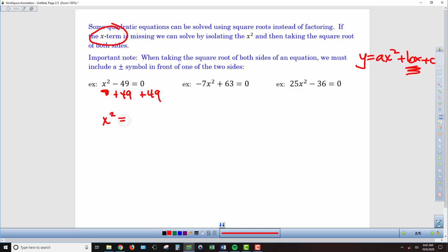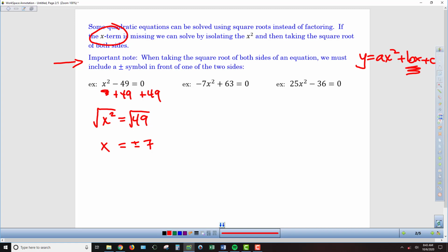So I've got x squared equals 49. Now I'm going to take the square root of both sides, because that will cancel out the square above the x. So the square root of x squared leaves me with just x. And then on the other side, I can take the square root of 49, which is 7. But whenever we take the square root of both sides of an equation, this is very important, we have to include a plus or minus in front of one of the two sides. We actually could include it in both, but that would be overkill. So instead, I'm going to leave the x as it is, and I'm just going to put the plus or minus in front of the 7.